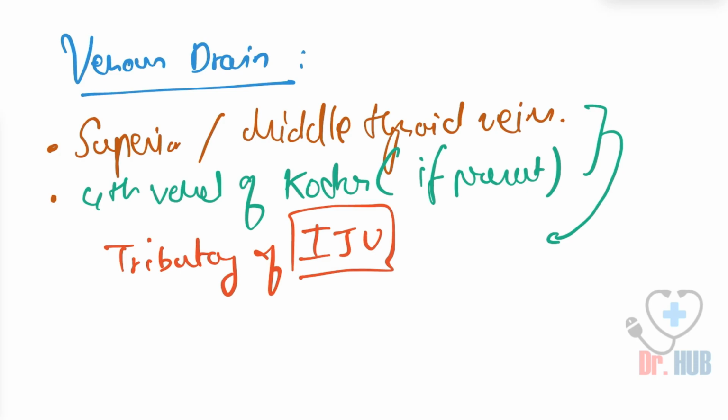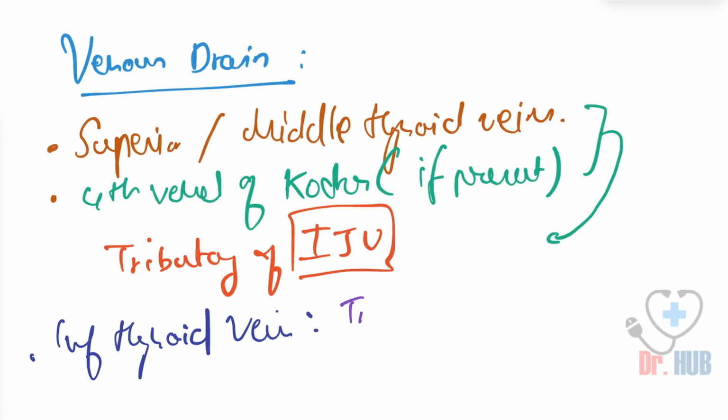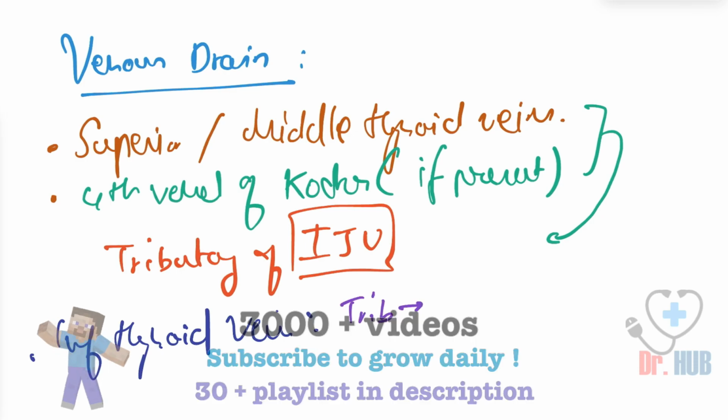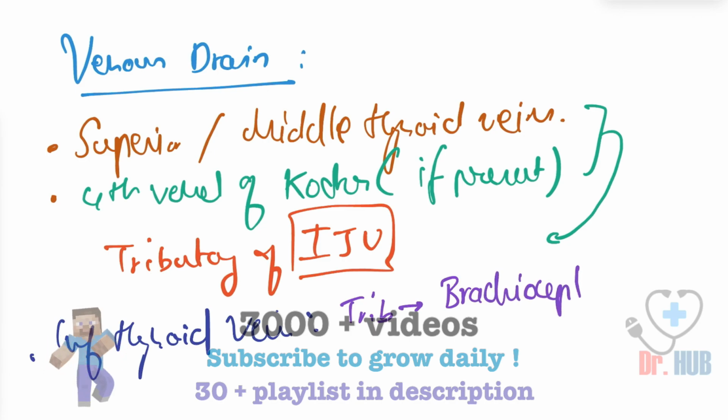Then there is also the inferior thyroid vein. What about this inferior thyroid vein? It is a tributary of the brachiocephalic vein. Tributary of the brachiocephalic vein.